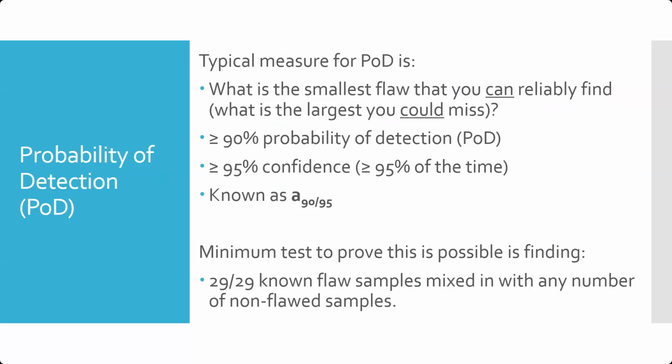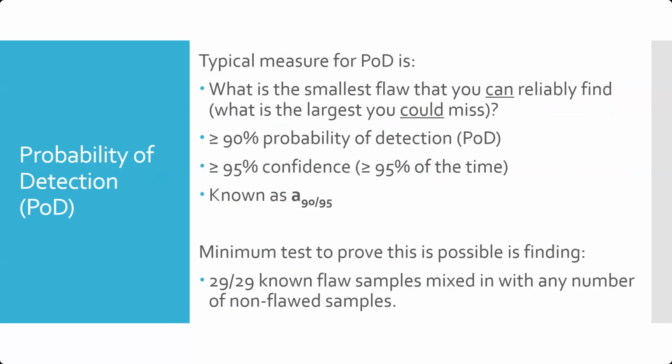So the typical measure for POD ties back to that reliability and confidence, and that is the smallest flaw you can reliably find, or again, the largest flaw you could miss. The industry standard is we want a greater than or equal to 90% probability of detection with a 95% confidence interval, so 95% of the time.